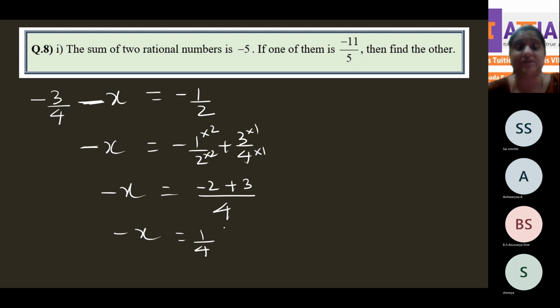Changing signs on both the sides. Minus x is equal to 1 by 4. When you change the signs on both the sides, minus x becomes plus x, and plus 1 by 4 becomes minus 1 by 4. So x is equal to minus 1 by 4.